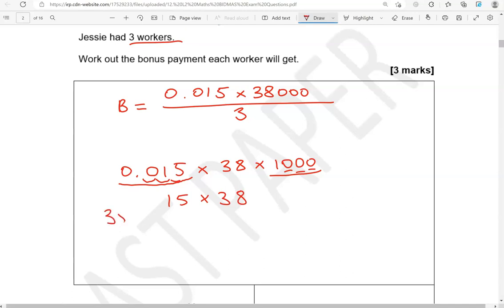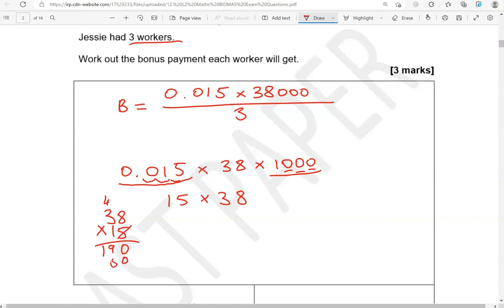So now it's easier to work out. And I'll do 38 times 15. 5 times 8, that is 40. So 0 down and 4 carried over. 5 times 3, that is 15. And the 4, that is 19. Finish with a unit, so we put a 0 down here.